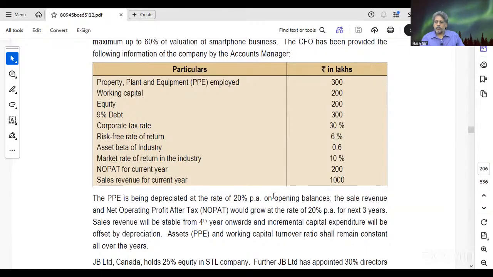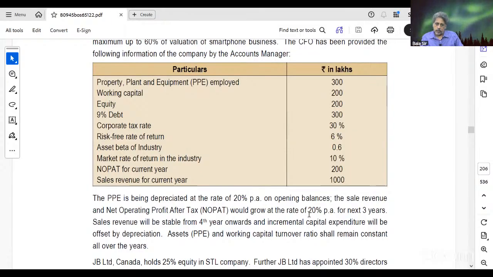Next, the sales revenue and net operating profit after tax would grow at the rate of 20% per annum. Very clearly given, both the revenue and the NOPAT will increase at the rate of 20% for the next 3 years. Current year is gone, that is like year 0. Next 3 years, year 1, 2, 3, 20% year-on-year growth. Both revenue and NOPAT will grow at the rate of 20%.